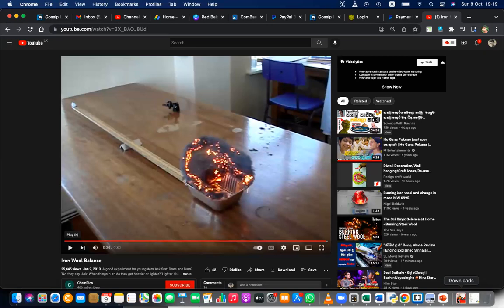Is it a false law? Law of conservation of mass. Is it false? So why has the weight increased? So what do you think?